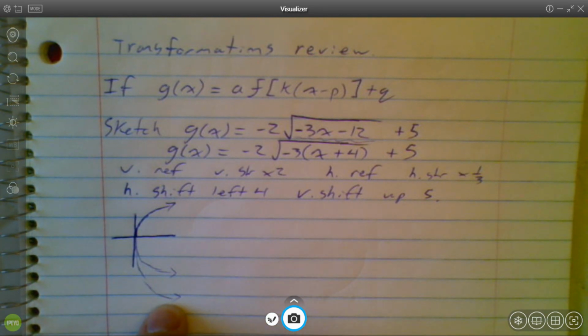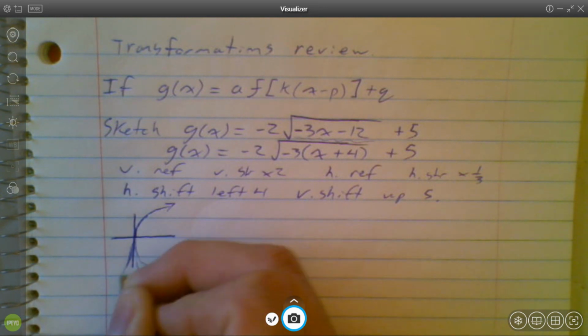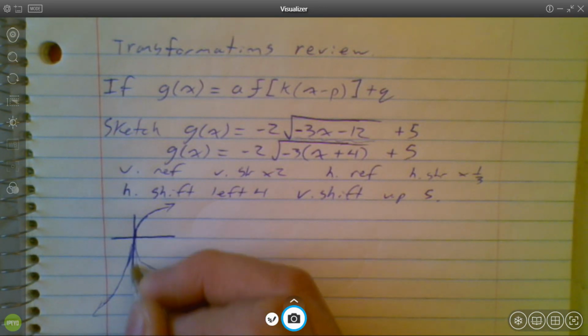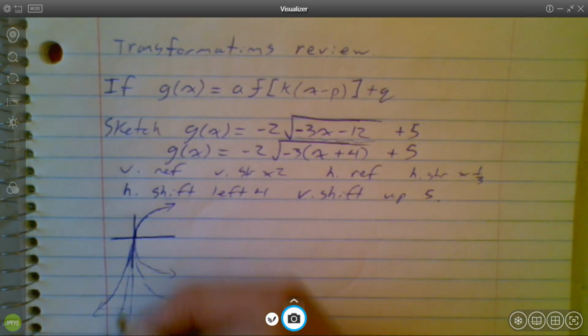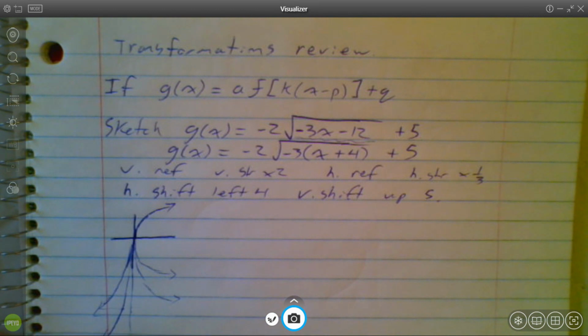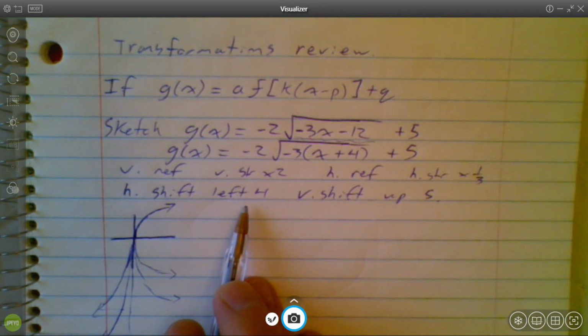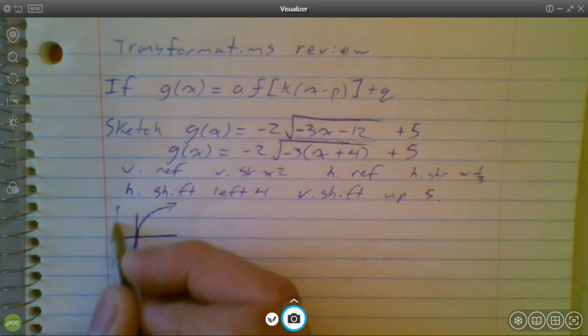I also know that these stretches don't affect my domain and range. Here's a reflection that will affect my domain. The horizontal stretch by 1/3 might be one of the trickier ones to do. I'm going to try to third the distance that each point is from the axis. It just makes my curve very, very steep. I'll fix that on my final copy. I shift this curve left 4 and up 5, and it'd look something like that.